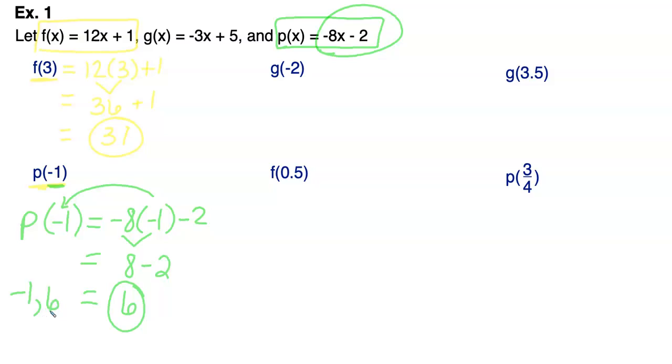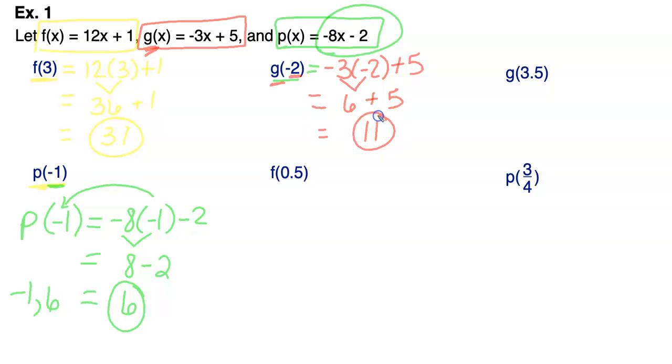So we did one with f and one with p. Let's go ahead and look at this one with g. I'm going to switch colors on that. We'll make this one red. So I'm going to use this one right here. It starts with a g and so does this. So my problem says negative 3 times whatever x is. We see here x is negative 2, so I'm going to plug that in. And then we're going to add 5. Well, negative 3 times negative 2 is 6 plus 5, so we end up with an answer of 11.